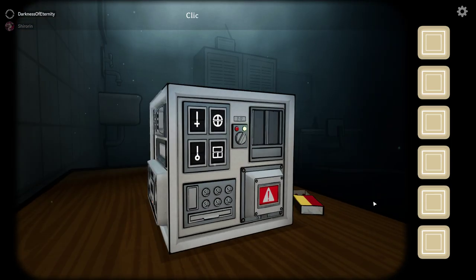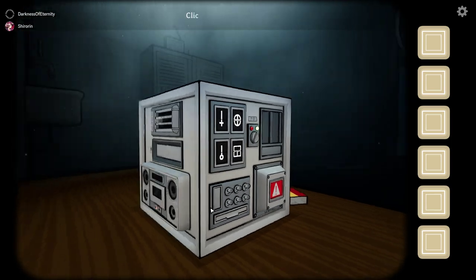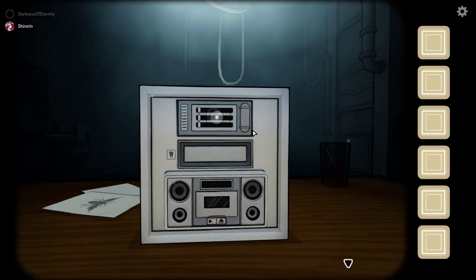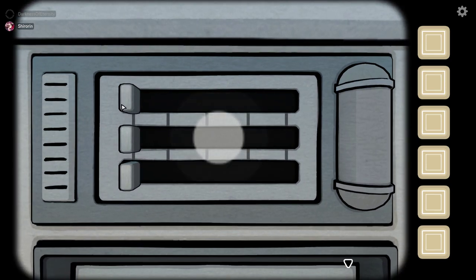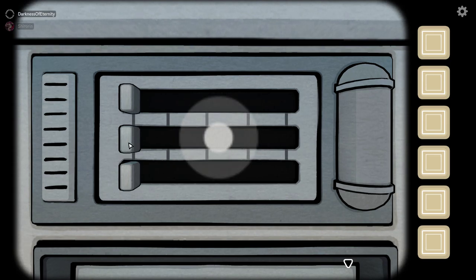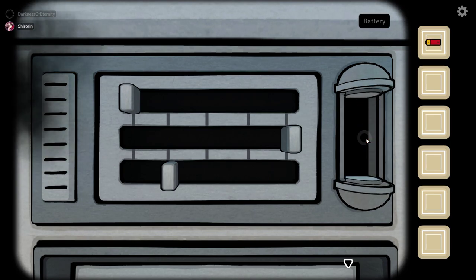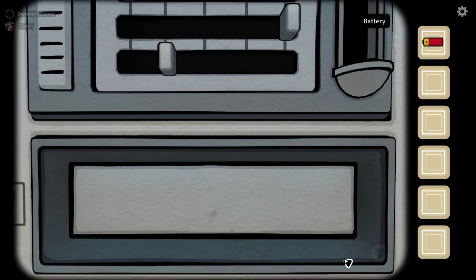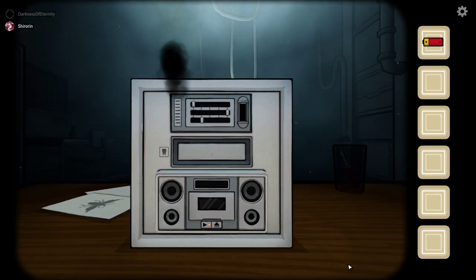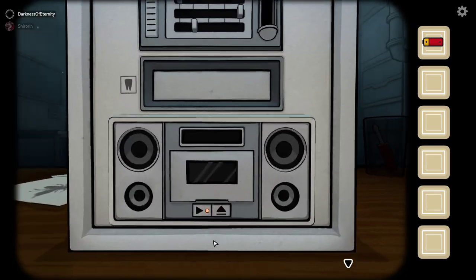Oh, do you have the three sliders? Horizontal sliders? Three sliders. Oh, okay. I see it now. Okay. So, top one all the way on the left. Okay. Middle all the way in the right. Yes. And the third one is the second one from the left. Ooh, battery. Ooh, smoky in here.